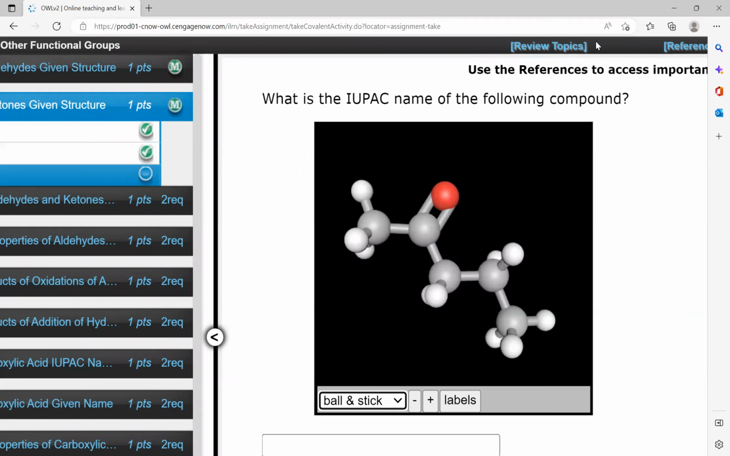All right, same thing here. Longest chain, 1, 2, 3, 4, 5. And we have that carbonyl on the 2nd carbon. So this is going to be 2-pentanone.